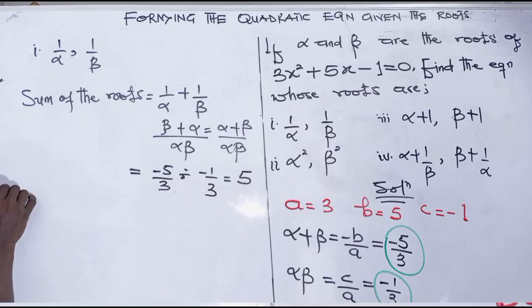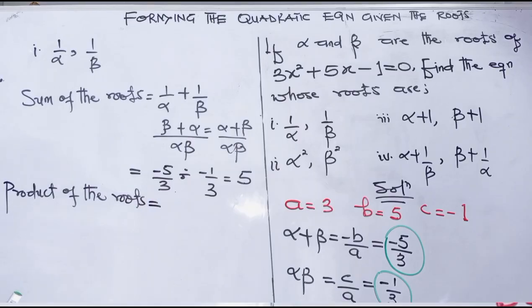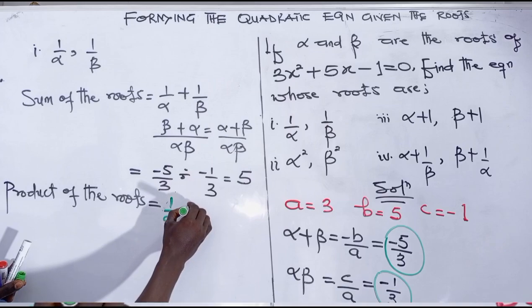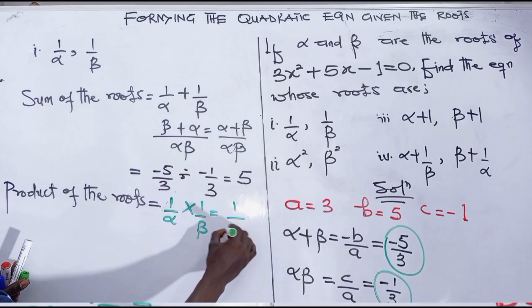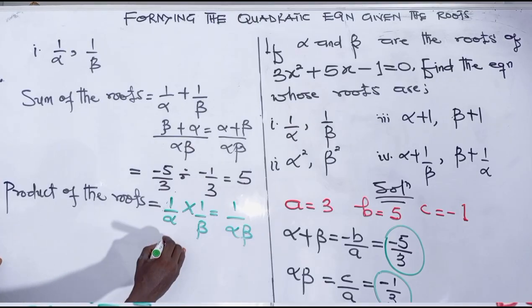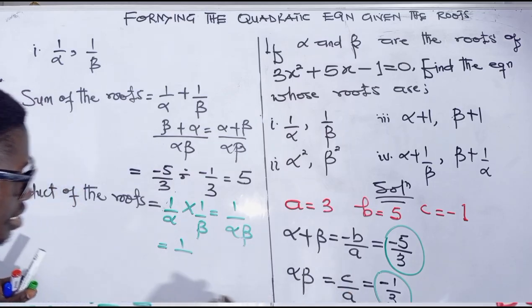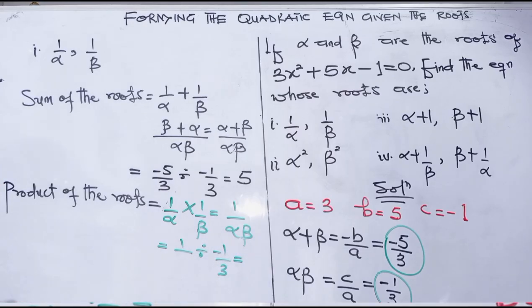Let's look at product of the roots. Product of the root means you have to multiply the two roots given. So we have 1 over alpha multiplying 1 over what? Beta. And that's going to give us 1 all over alpha beta. So we have 1 all over alpha beta, so we have divided by minus 1 all over 3. And that is going to give us what? Minus 3.